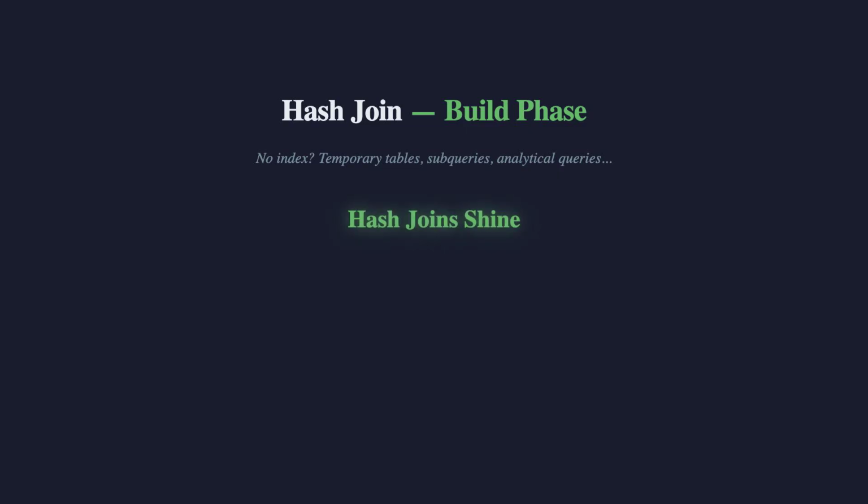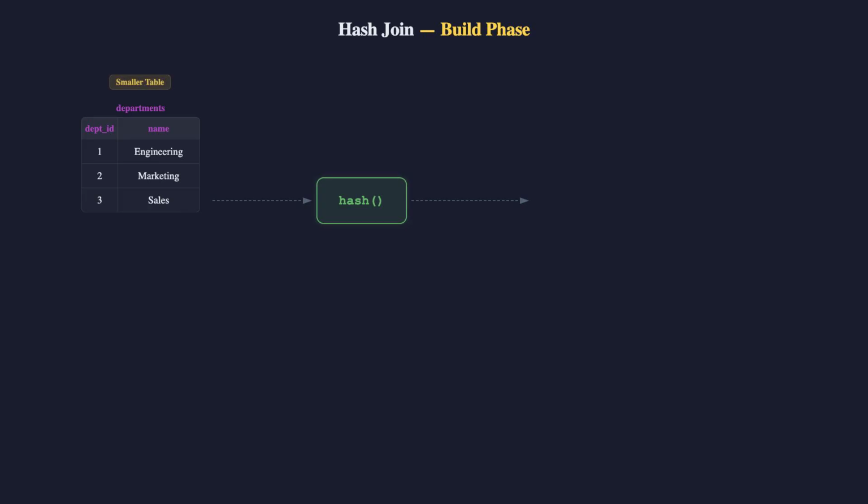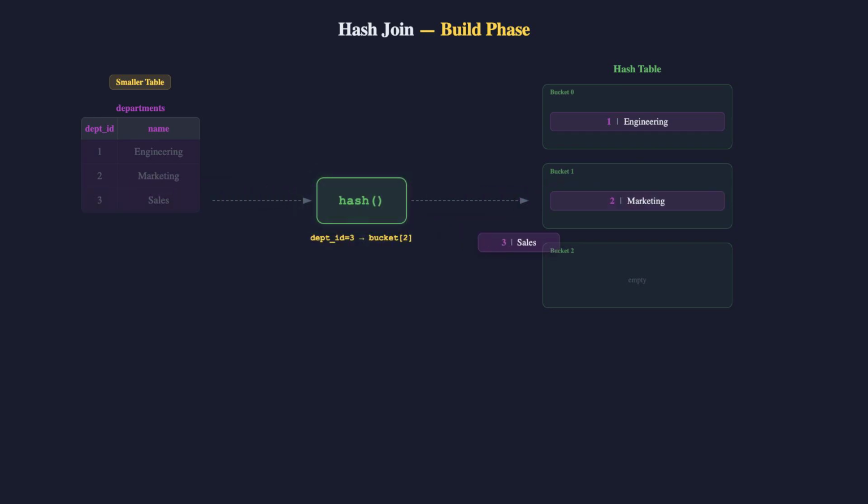This is where hash joins shine. A hash join works in 2 phases: build, then probe. In the build phase, we take the smaller table and load it into a hash table in memory. Here's how it works. Take each row from the departments table. Apply a hash function to the join key. Department ID 1 hashes to bucket 0. Department ID 2 hashes to bucket 1. Department ID 3 hashes to bucket 2. Now we have a hash table sitting in memory with all the department rows organized by their hashed join key. Each bucket contains the rows that hash to that position.